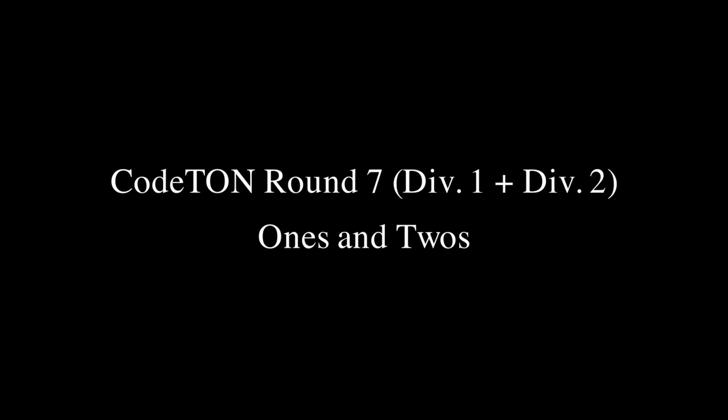In this problem, we're given an array filled with ones and twos, and we have to do a number of queries on this array. The first type of query is to output whether there's a subarray with sum equal to the given number in the query. A subarray is just a continuous section of an array. So they give us a number and we have to output yes or no, depending on if there's a subarray with sum equal to that number.